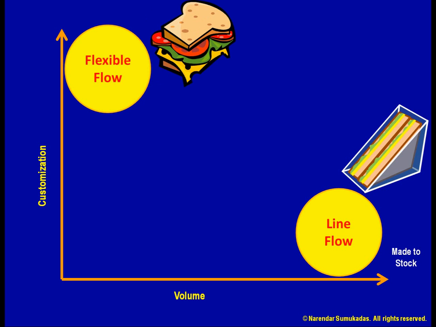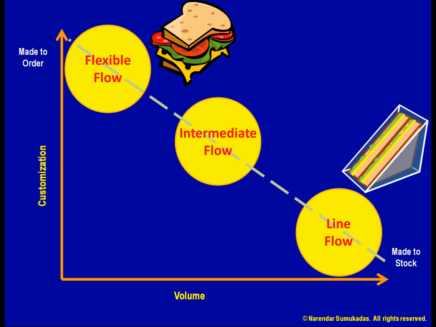Also, there is no way you could have produced the sandwich in advance of my telling you my eccentric requirements. So the sandwich was made to order. As you can see, we seem to be working along this line flow, flexible flow diagonal. We can also identify another location in the middle with moderate volumes of production and moderate levels of customization. The process here follows an intermediate flow pattern.